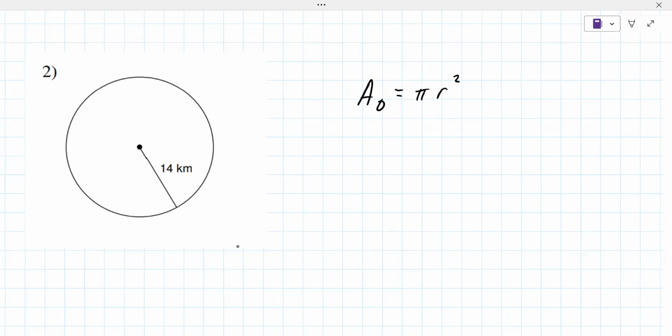I got 87 kilometers squared. That's very far away from the answer. What did you do first to calculate this? Oh, I didn't add in, it's like 87.92. I did 14 times 14. Okay, what does that become?